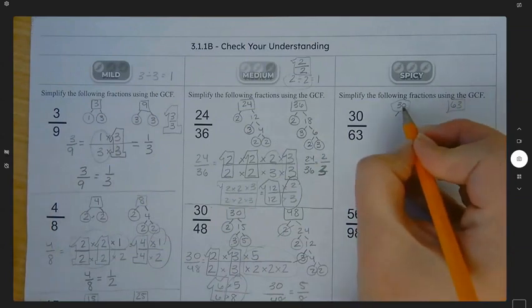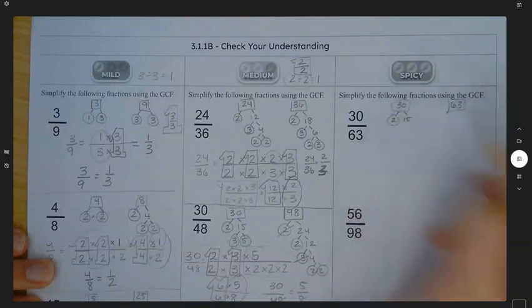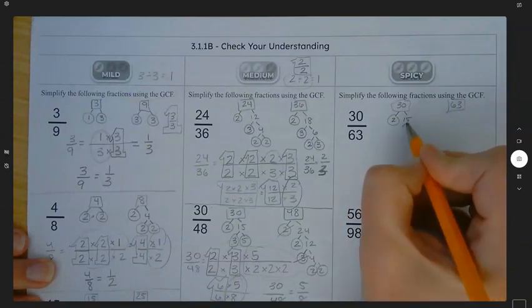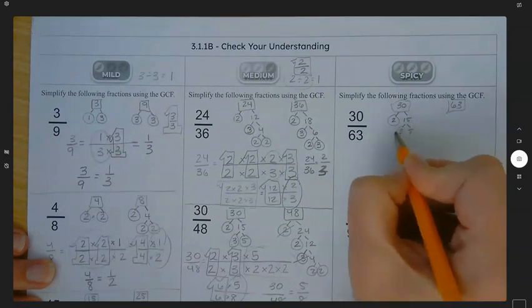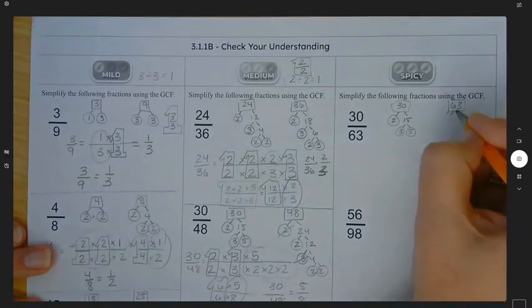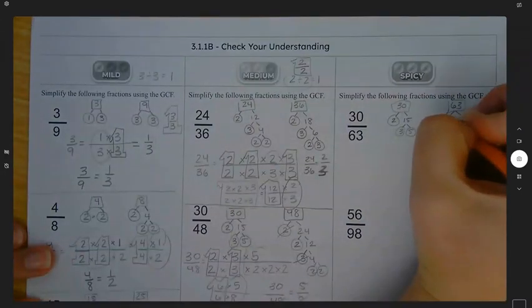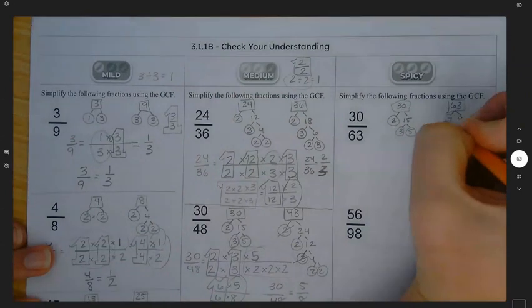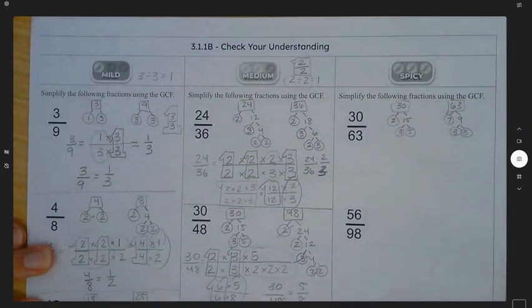If a number is even, I like to start with 2. So 2 times 15 is equal to 30. I circle my prime number. 3 times 5 is equal to 15, which are both prime numbers, so I'll circle them. Then I'm going to move on to 63, and I know that 7 times 9 is 63. 7 is a prime factor, so I'm going to circle it. 3 times 3 is equal to 9, which are both prime factors.